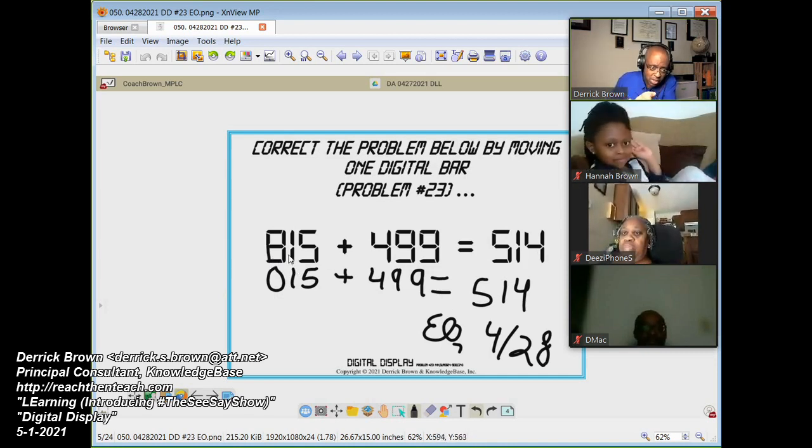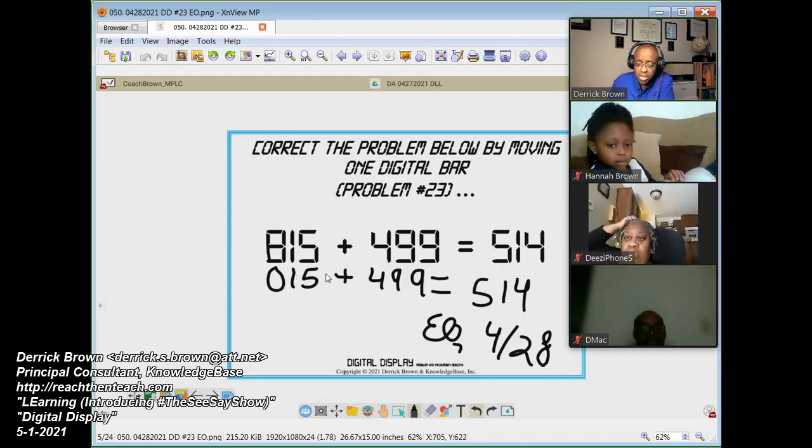So the original problem here is 915 plus 499 equals 514. Now, if you're swift with math, you know 915 plus 499, that's about 1400. So if I'm saying it's about 500, my challenge is, well, move one of these bars so that the problem that's incorrect becomes correct. What you do with this one is, that number that's 915, you take this bar and you put it here and turn that 9 into a 0, and that makes 15 plus 499, which is 514.